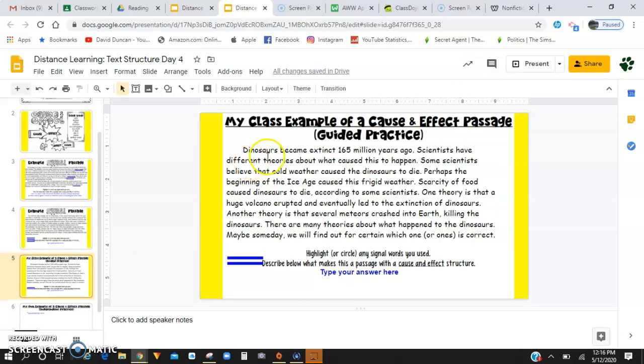I wrote down: dinosaurs became extinct 165 million years ago. Scientists have different theories about what caused this to happen. Some scientists believe that cold weather caused the dinosaurs to die. Perhaps the beginning of the Ice Age caused this frigid weather. Scarcity of food caused dinosaurs to die, according to some scientists. One theory is that a huge volcano erupted and eventually led to the extinction of dinosaurs. Another theory is that several meteors crashed into Earth, killing the dinosaurs. There are many theories about what happened to the dinosaurs. Maybe someday we will find out for certain which one or ones is correct.